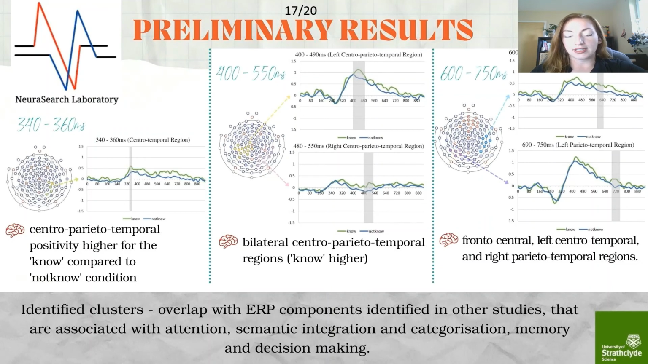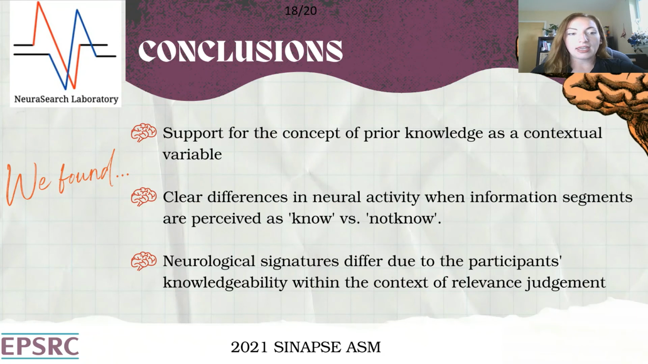The identified clusters that differ in activity due to knowledgeability overlap with ERP components identified in other studies that are associated with attention, semantic integration, categorization, memory, and decision making. In conclusion, we found support for the concept of prior knowledge as a contextual variable. We found clear differences in neural activity when information segments are perceived as knowledgeable versus not knowledgeable, and we found that neurological signatures differ due to participants' knowledgeability within the context of relevance judgment.